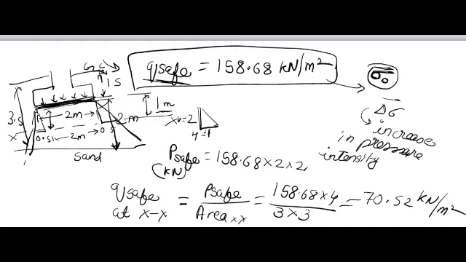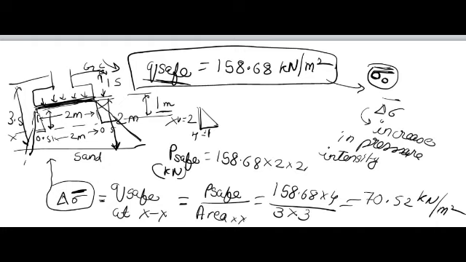So that is nothing but this Q safe at this point, which is equal to delta sigma bar, because this is the increase in pressure intensity due to the presence of the given footing.